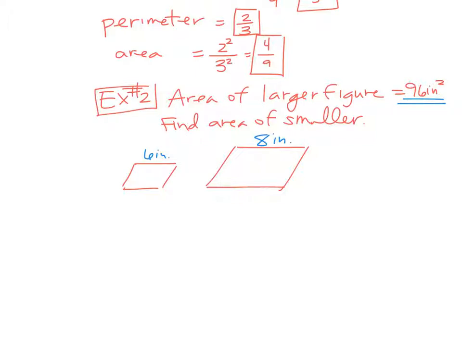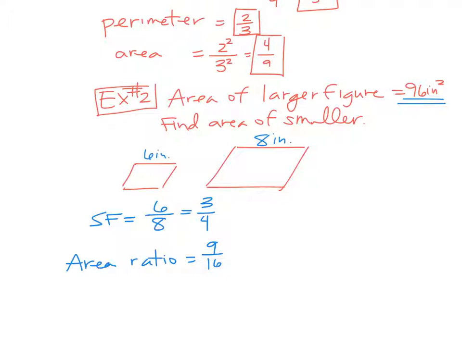What's my scale factor? Scale factor is 6/8, and we have to reduce. So what does that reduce to? 3/4. Okay, so my scale factor is 3 to 4. We want an area ratio because we're dealing with area. So what would my area ratio be? 9 to 16, right? You're going to square both of those. Because it's area, right? So you square it.